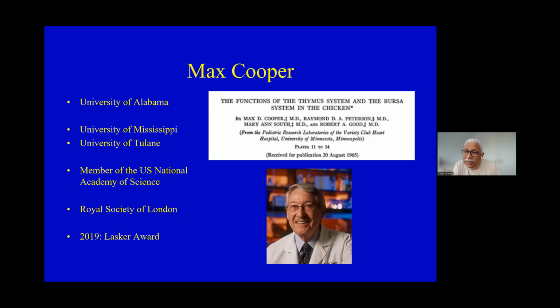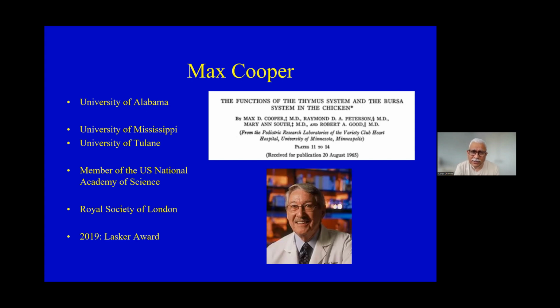So you know why the B cells are called B cells? Because they were first discovered in the bursa of Fabricius in the chicken. Bursa of Fabricius is a tonsil-like immune structure in chickens. We don't have it in humans. It's called the bursa. And Max Cooper discovered B cells with Robert Good in this bursa, and that's why they called it B cells. And Max Cooper is at the University of Alabama today.